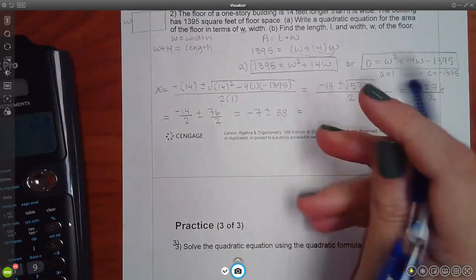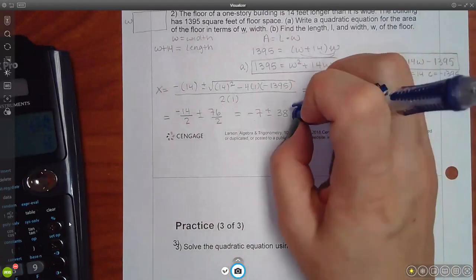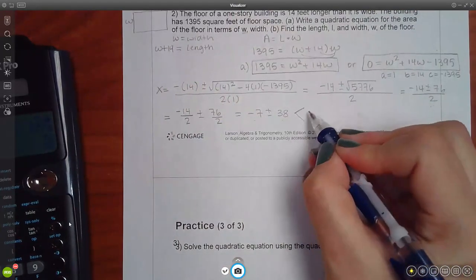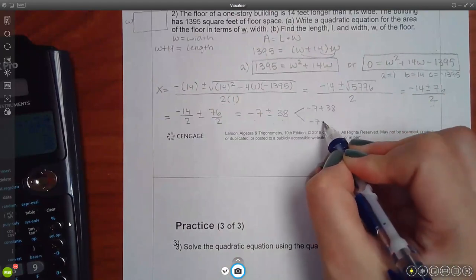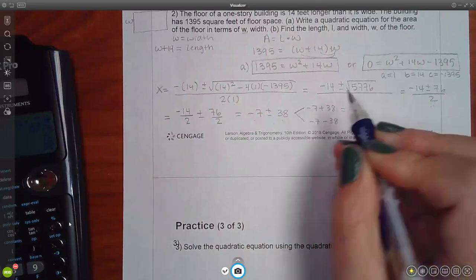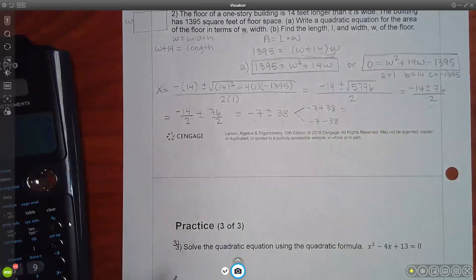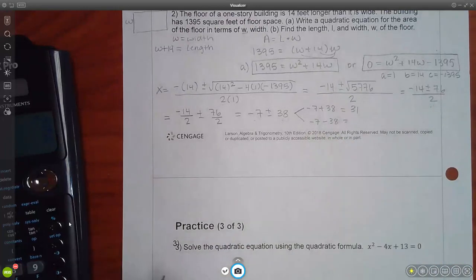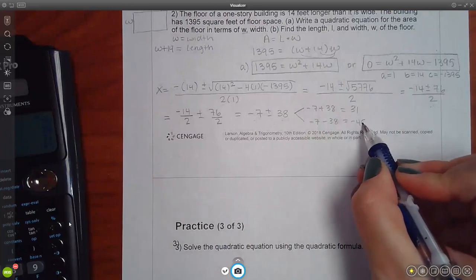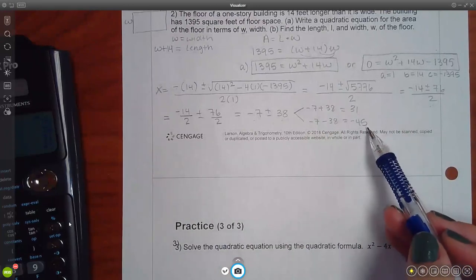And then that's actually two answers, is it not? Right, so you get negative 7 plus 38, and then you get negative 7 minus 38. So I get 31 and negative 45. Does this make sense?